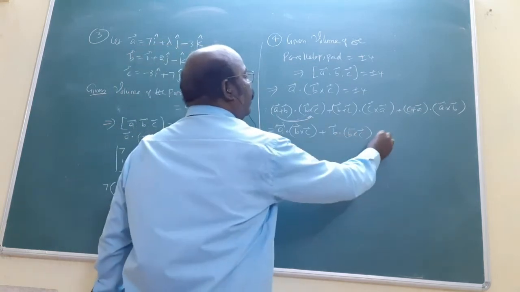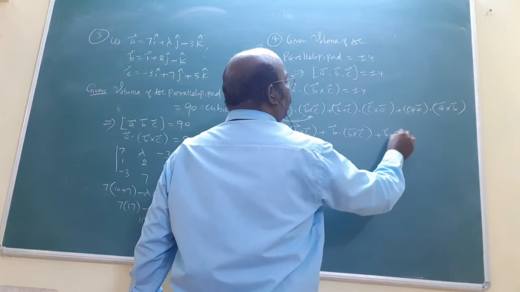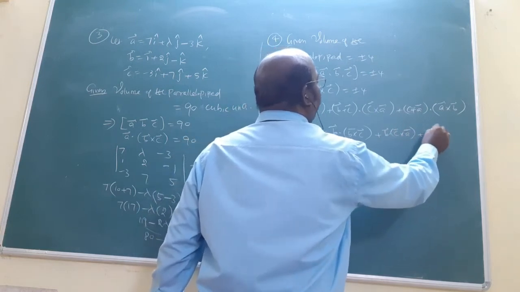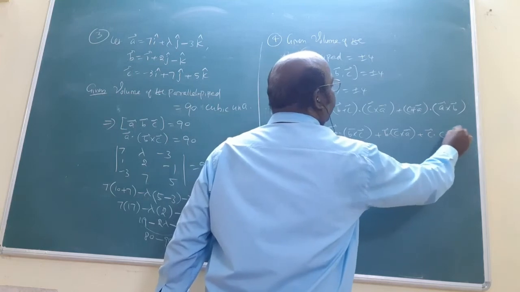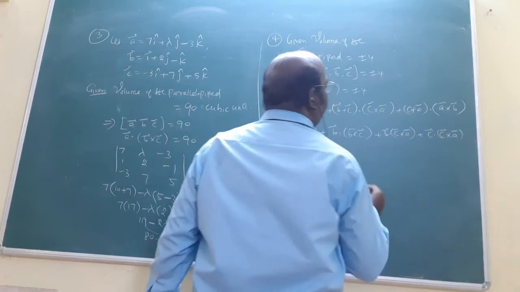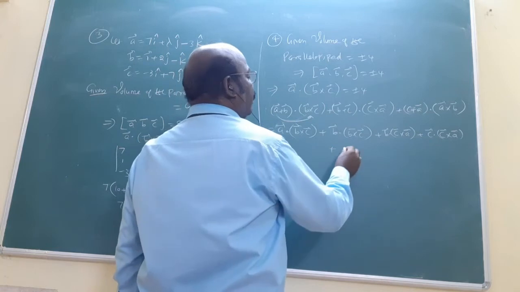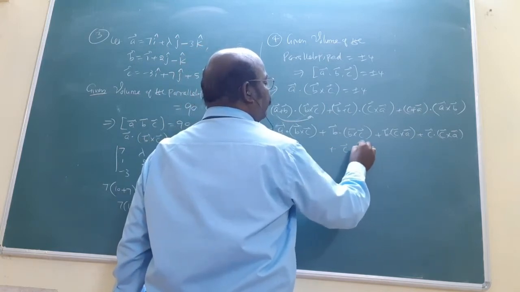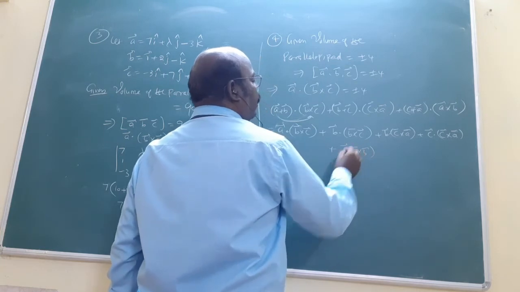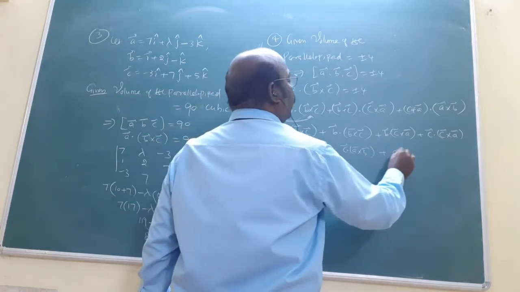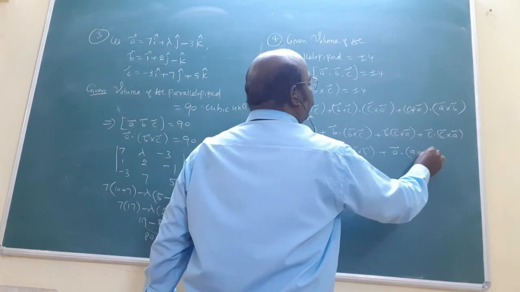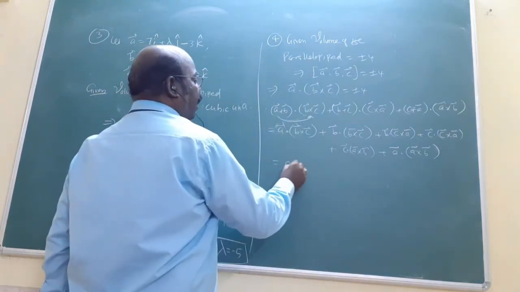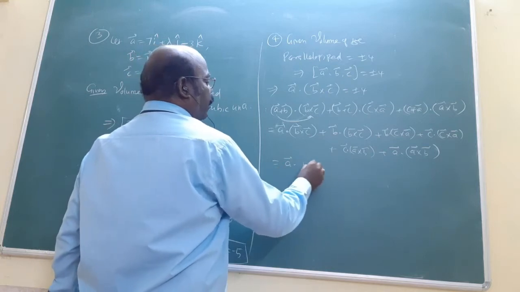Next step, plus B dot C cross B. Next step, plus C dot C cross B. Next step, C dot A cross B. The dot is very important. Plus A dot A cross B. Now this is A dot B cross B. No change.